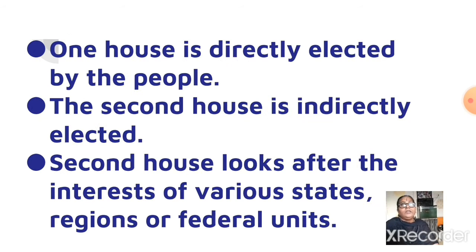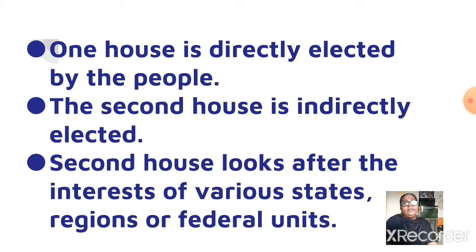Okay, let us talk about these two parts. The members of one house are directly elected. Elected by whom? By the people. And this house exercises the real power on behalf of the people. Why on behalf of the people? Because it is the people who elect them.